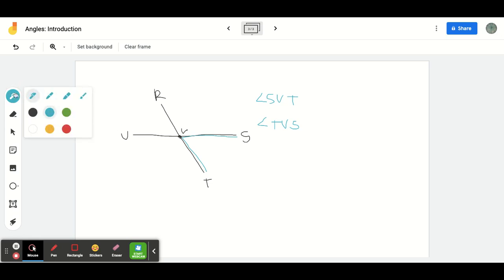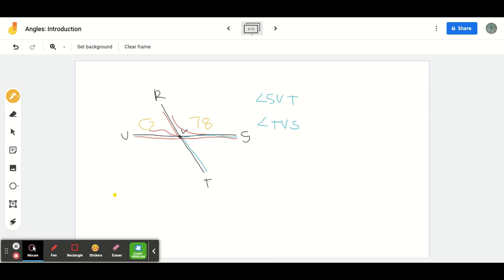Another thing I want to point out is that this line from U to S, this line right here, is 180 degrees. So if you were to add the angle on this side and the angle on this side together, that would equal 180 degrees. That can be helpful if you have a question saying, this is 78 degrees, how much is this side? Then you can subtract 78 from 180, and you would have your answer for this side.